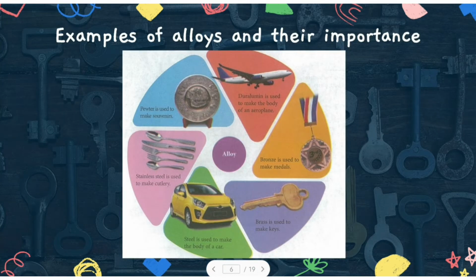Okay, these are some examples of alloys and they are important. You can refer to textbook page 254. The examples of alloy are pewter, stainless steel, steel, brass, bronze, and duralumin.